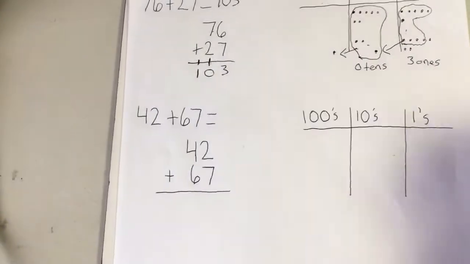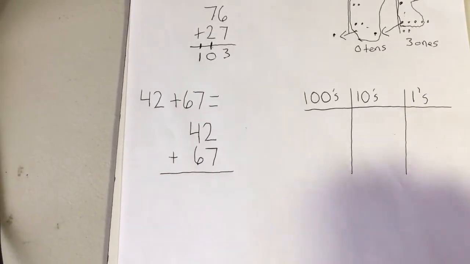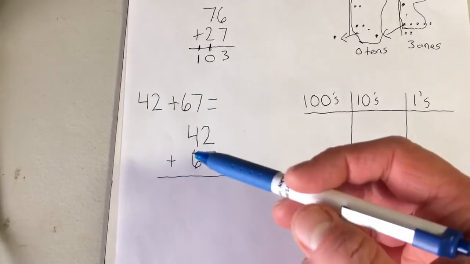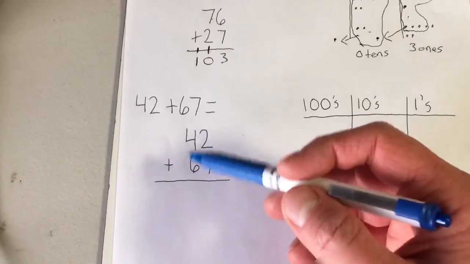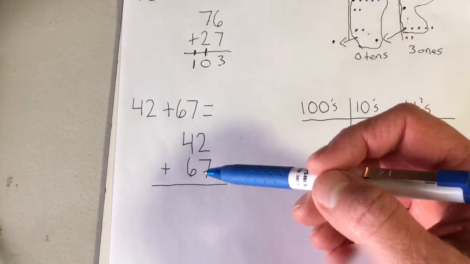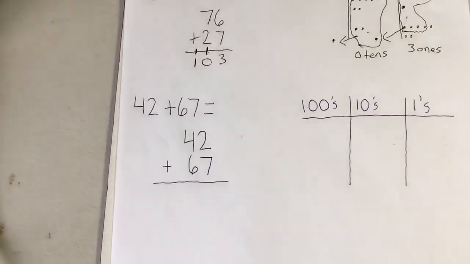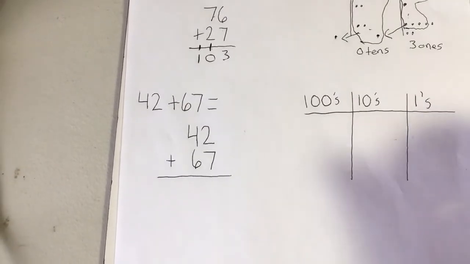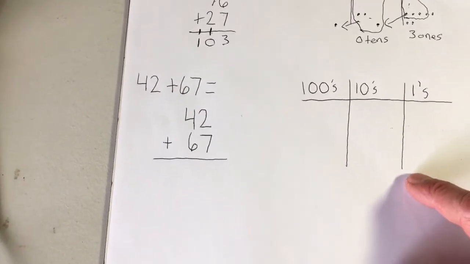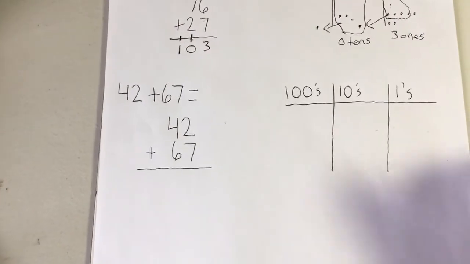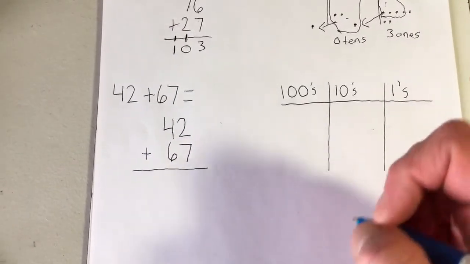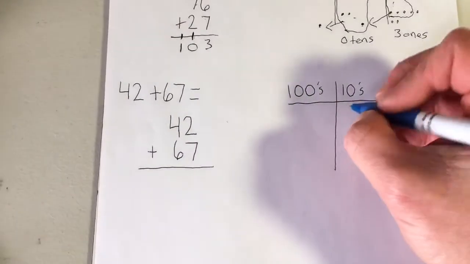So now we're going to solve the second one. I would like you to do this with me. So can you pause the video and please set up the problem the same way that I did. 42 plus 67. Vertical method, ones place lined up with the ones, tens with the tens. Okay, so now what I'd like you to do is draw the chip model. Can you do that? Draw your chip model and then check if you did it correctly.